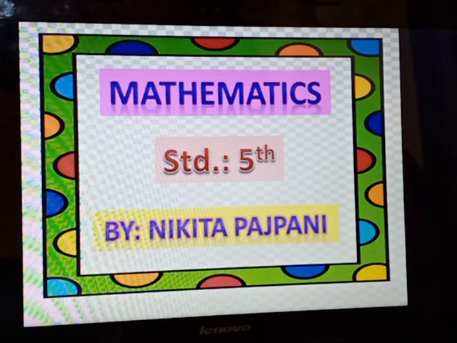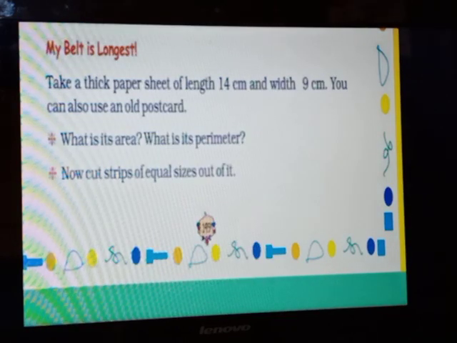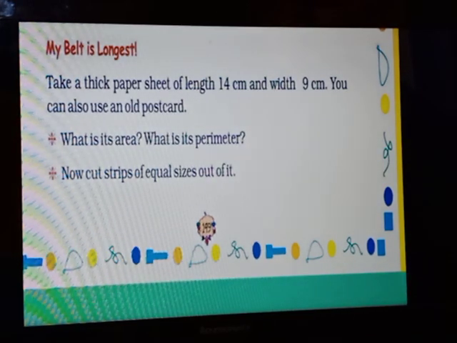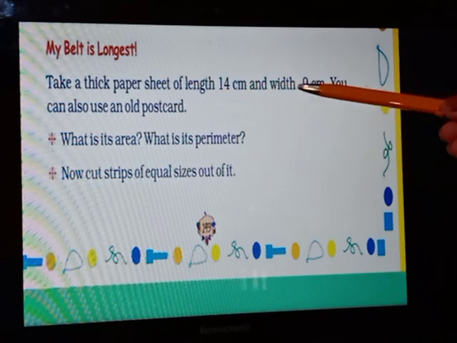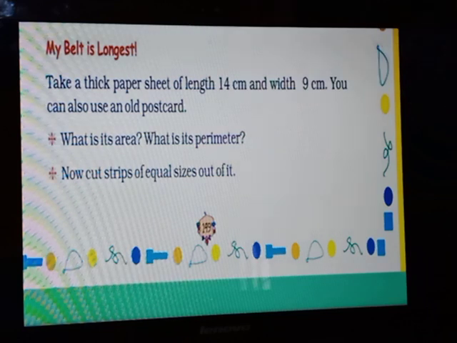Mathematics Standard 5, Chapter 11, Area and its Boundary, Part 3. In your textbook on page number 149, this topic is given, My belt is longest. Take a thick paper sheet of length 14 cm and width 9 cm. You can also use an old postcard.